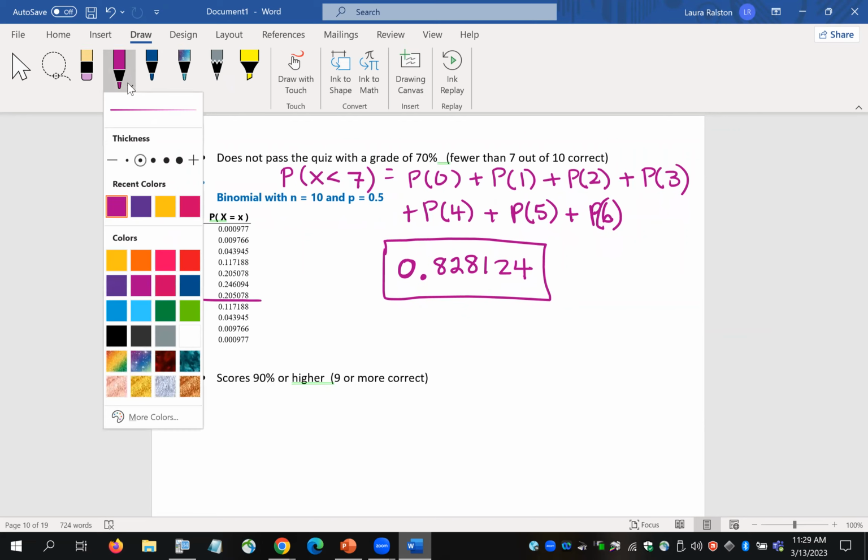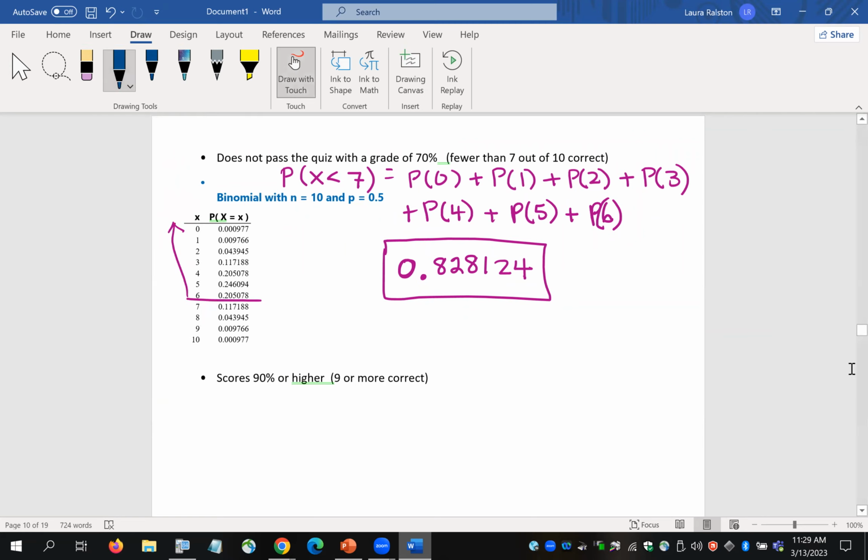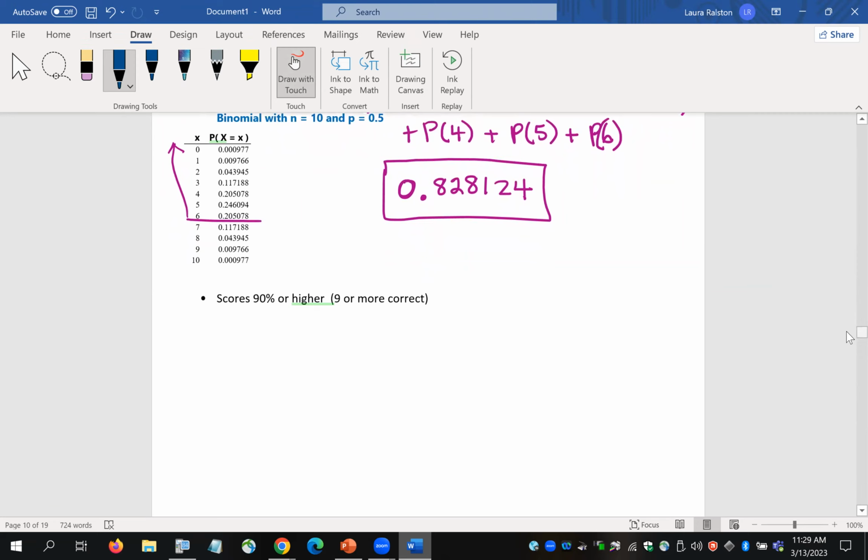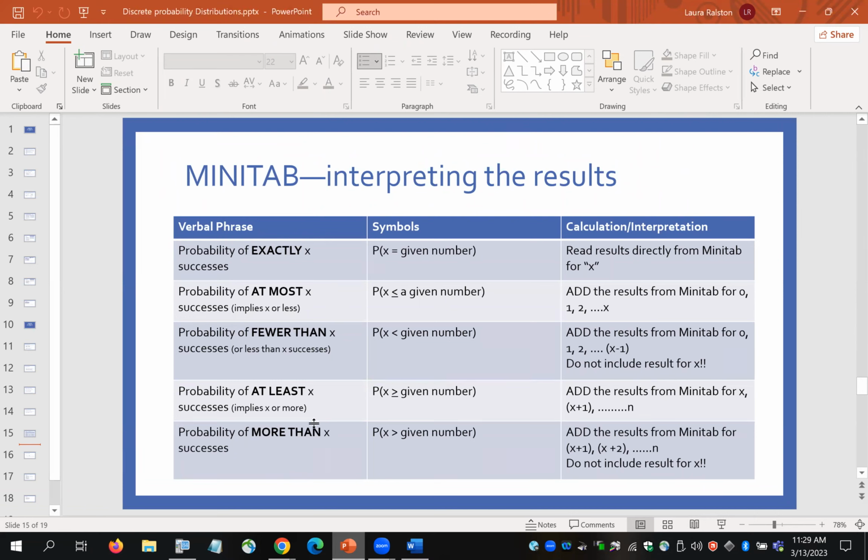Then the last one, at least for this series, says the probability she scores 90% or higher, meaning she gets 9 or more correct. So this is actually like X is greater than or equal to 9. This one is kind of like the at least, because it's X or more. I don't have one that's just a more than. When you're doing just a more than, remember you're not going to include the X.